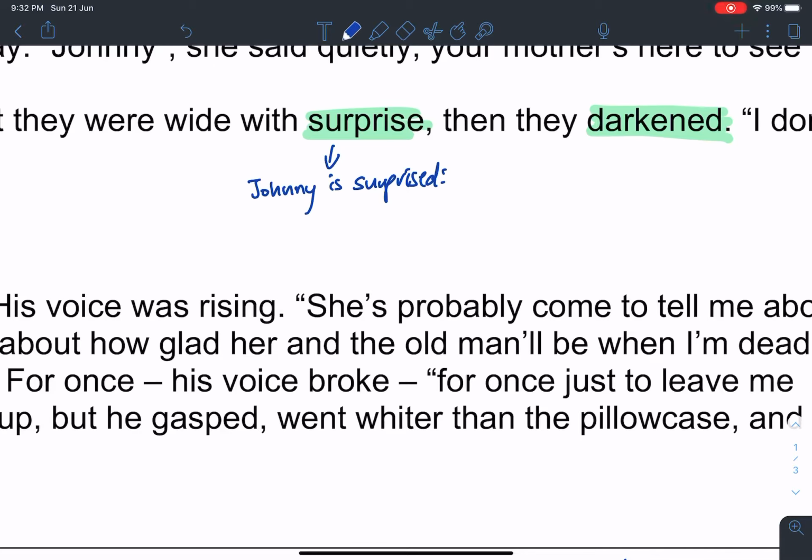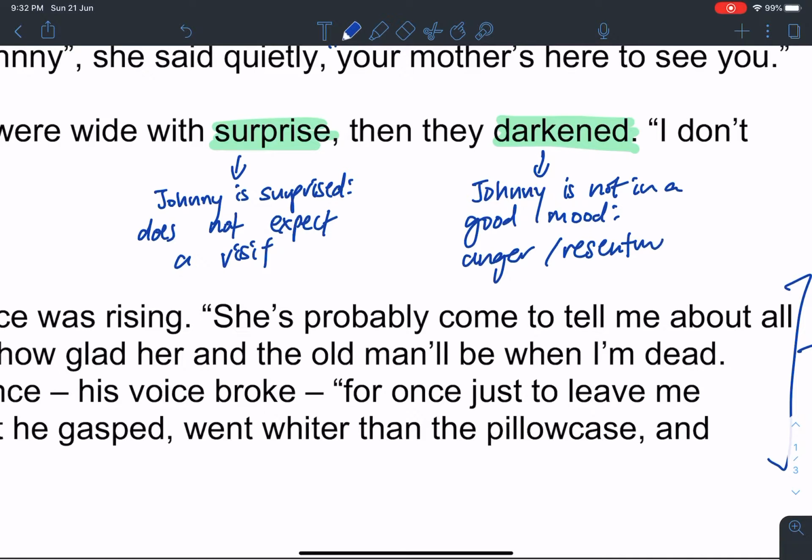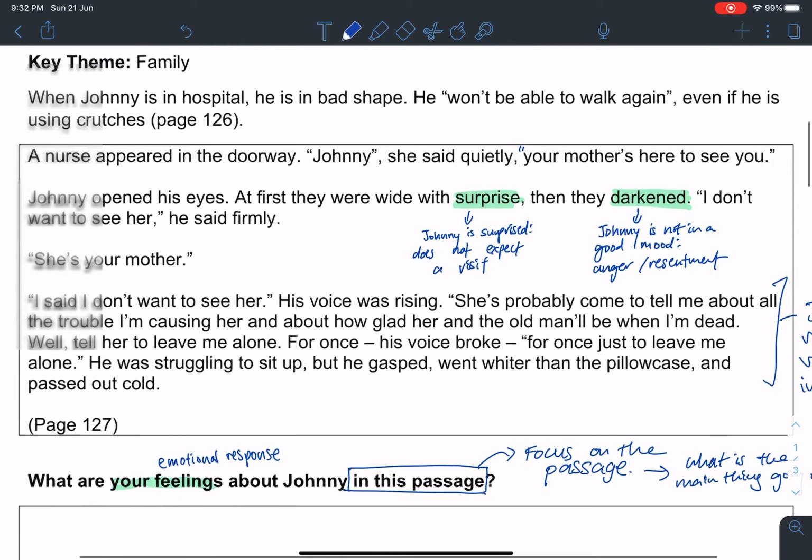So I think to myself, hey, previously I know that Johnny does not have a good relationship with his mother, so he probably does not expect a visit. But now that there is a visit, that they darken, what does it mean when somebody's expression darkens? Clearly Johnny's not in a good mood. In fact, darkening suggests some kind of anger and resentment that he doesn't want to see her, which we can see. He says, "I don't want to see her."